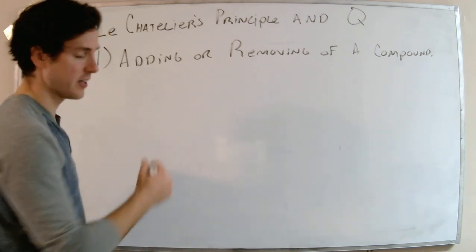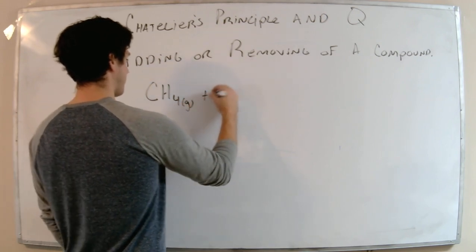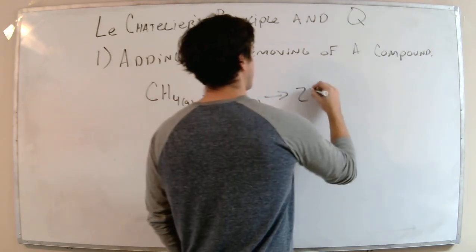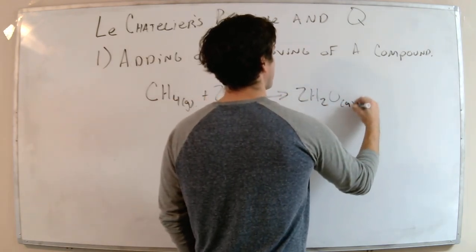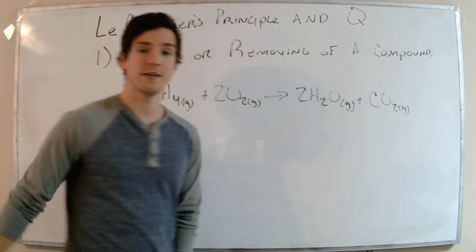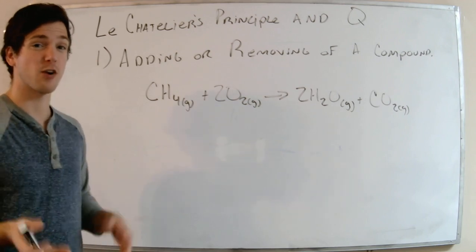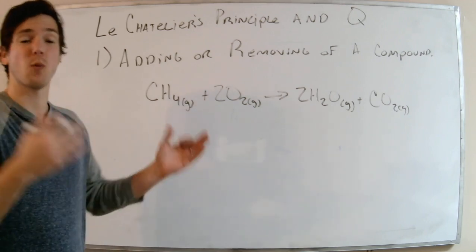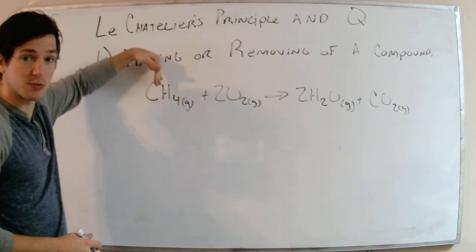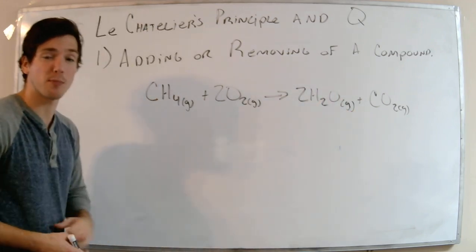So let's look at an example of that. Let's say we've got just a basic combustion reaction here of methane and oxygen. All you need to know is that when I add something to a certain side or remove it, the reaction is going to want to balance itself out. So if I added some CH4, that reaction is going to shift right. It's going to create more products.